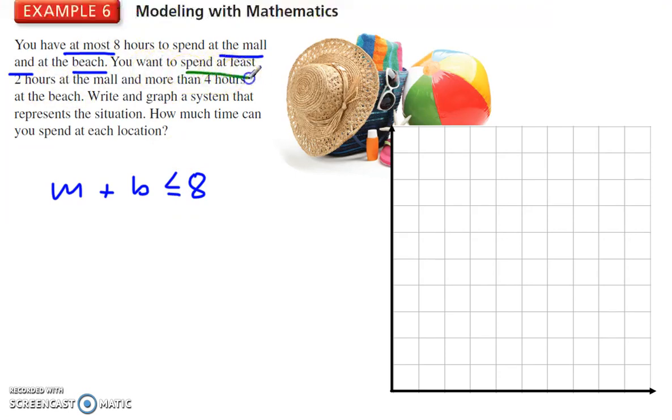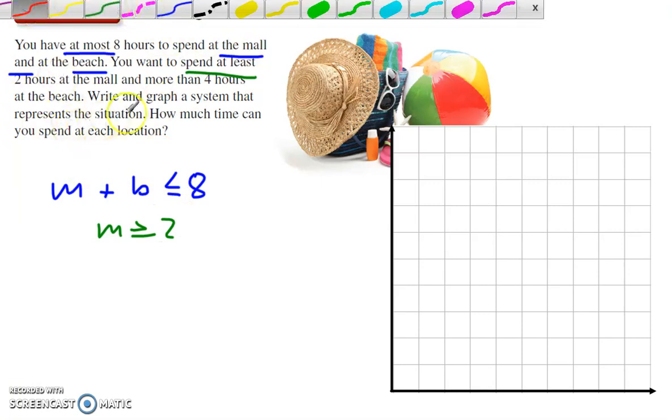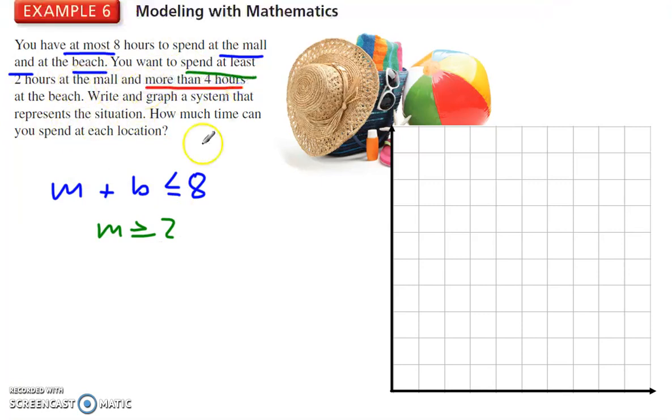Next, you want to spend at least 2 hours at the mall. So at least 2 hours at the mall, so m is greater than or equal to 2. And finally, you want to spend more than 4 hours at the beach. So the beach should definitely be greater than 4. All right, write and graph a system. Well, here's my system. We've written it. Check that off. Graph it that represents it.